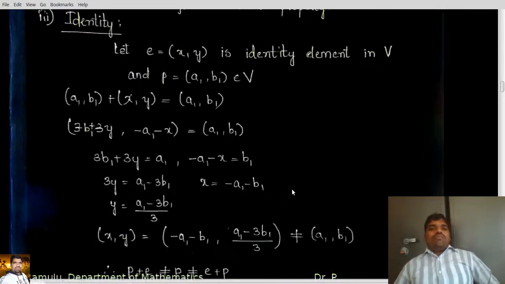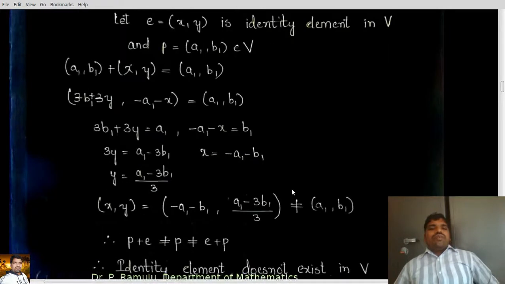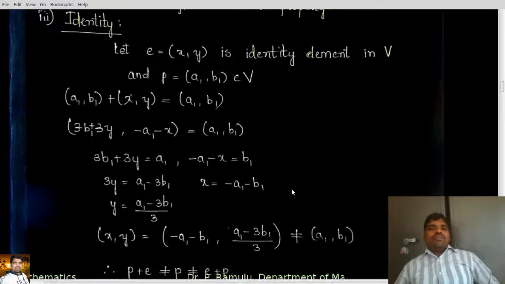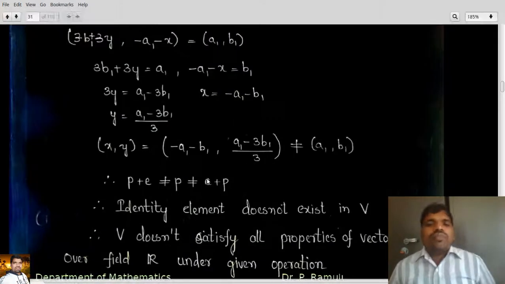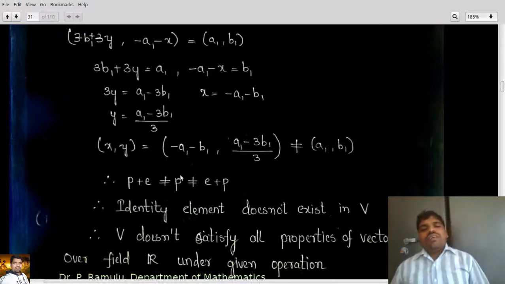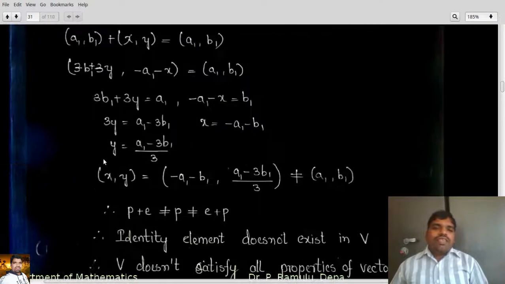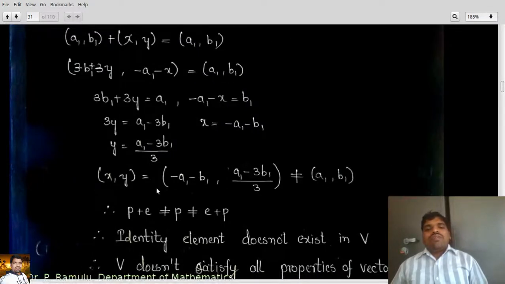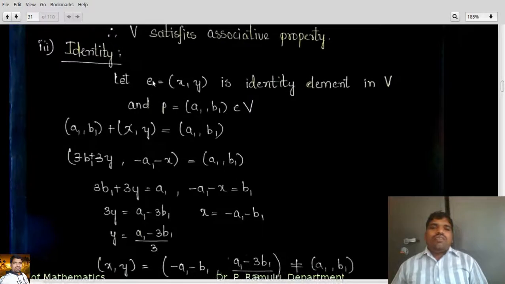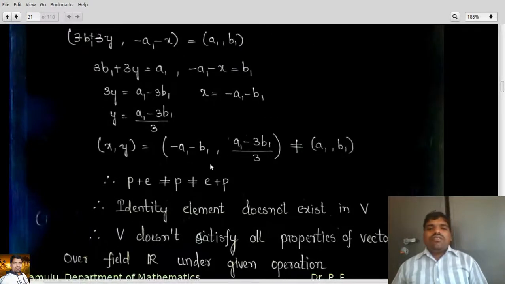So if I take this as the identity element, the identity element does not exist in V. Why? We wanted to verify that E equal to (x, y) is the identity element. If we observe P plus E, where P is equal to (a1, b1) and E is equal to this, and add them, this may not be equal to P. Both are not equal, so P plus E is not equal to P. Therefore, the identity element does not exist in V.